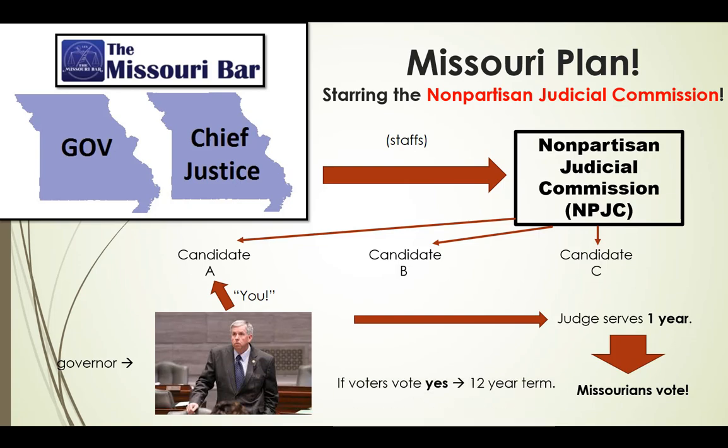And then if voters vote yes, you get a 12-year term. It's a 12-year term, and judges can keep serving 12-year terms however long they want until they reach the age of 70. If you're older than 70, you can't run for re-election. Of course, if voters vote no, the NPJC goes back to work.